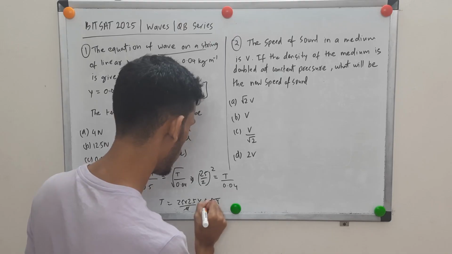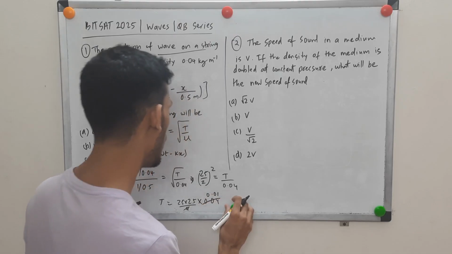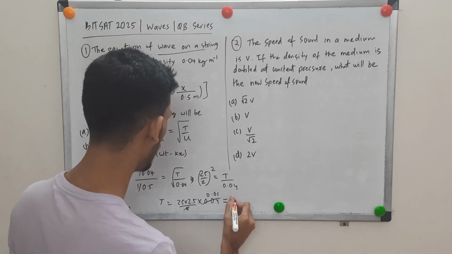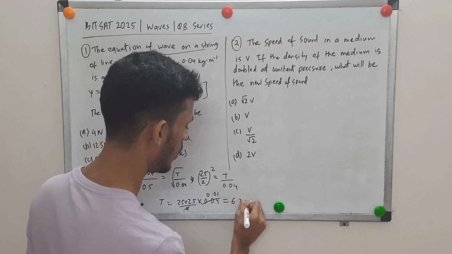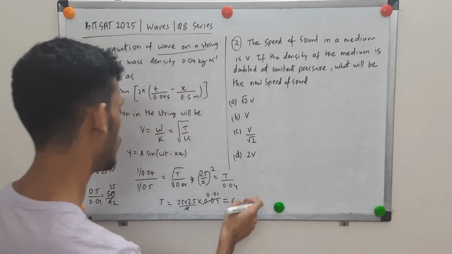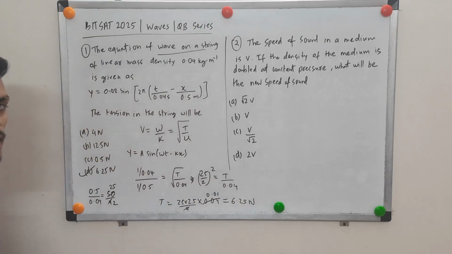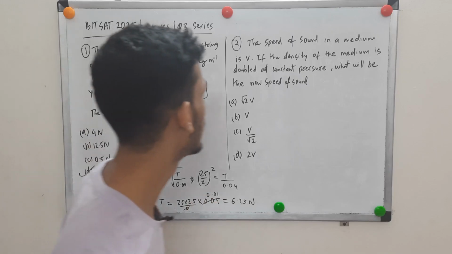Right, so this cancels 0.01, and 25 square is 625. So 6.25. Right. So shift to decimals. So option D, 6.25 is the correct choice. Let's come to this one.